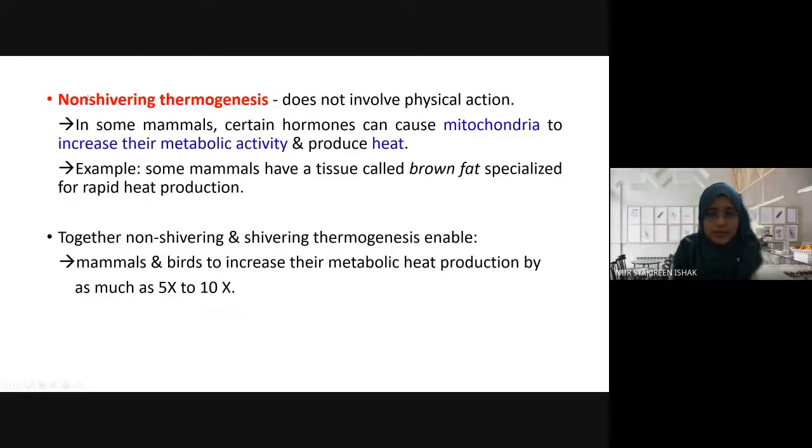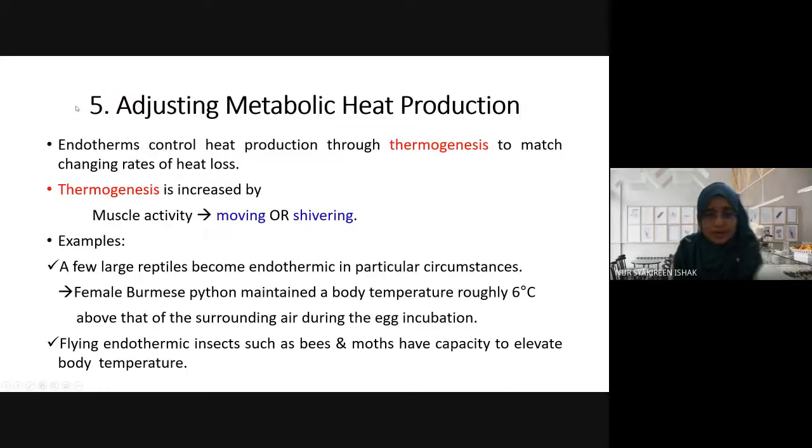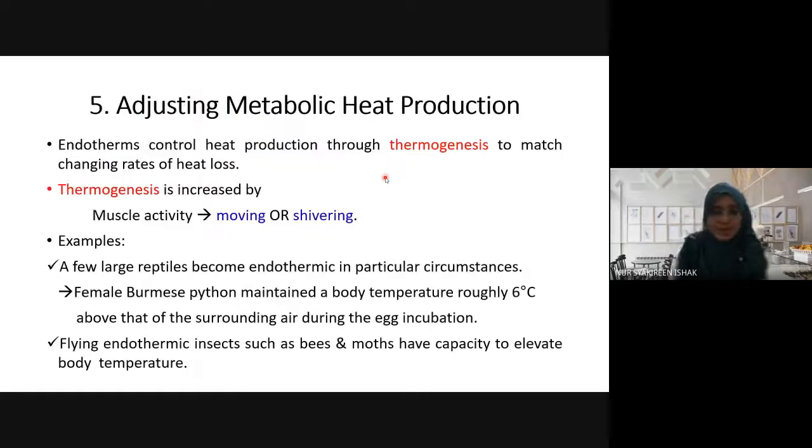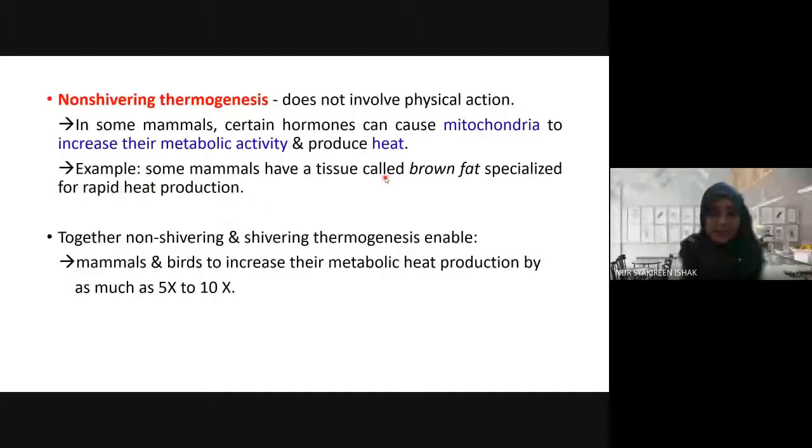Okay, so yang tadilah, this is on your old notes. Okay, kita ada thermogenesis kan? The next one is non-shivering thermogenesis. So non-shivering thermogenesis does not involve physical action. Macam tadi, shivering thermogenesis involves muscle contraction, okay, muscle to contract to increase heat production. But the other one is non-shivering thermogenesis.